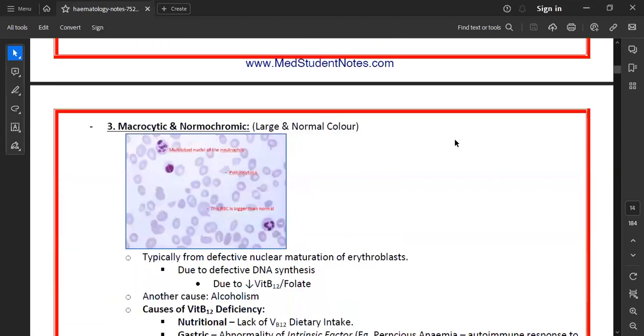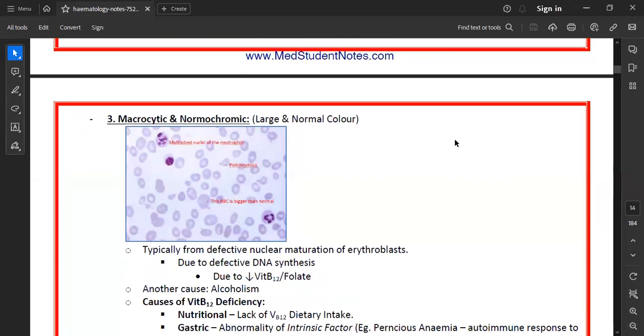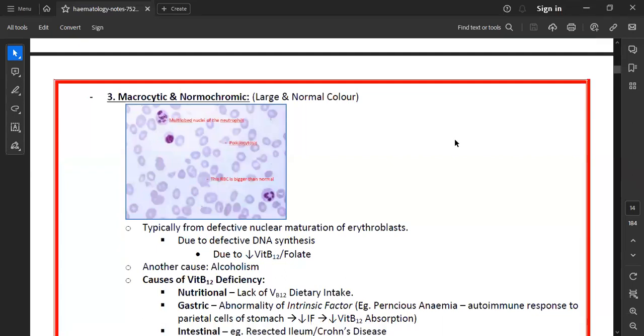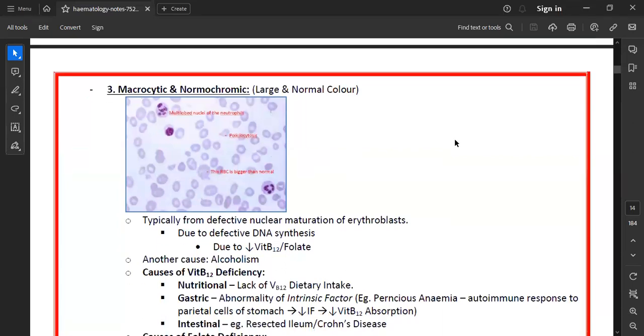The next thing is you can have macrocytic and normochromic red blood cells. This one is typically from defective nuclear maturation of erythroblasts. This is due to defective DNA synthesis, and we saw that the components that are important for DNA synthesis were vitamin B12 and folic acid. Alcoholism is also another cause of this type of anemia.